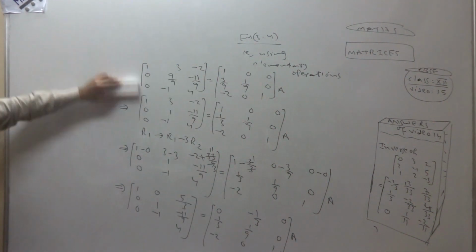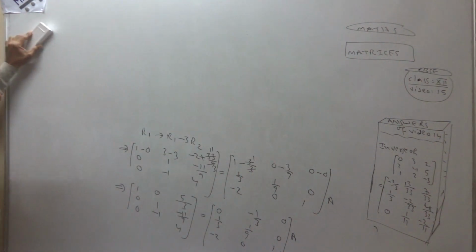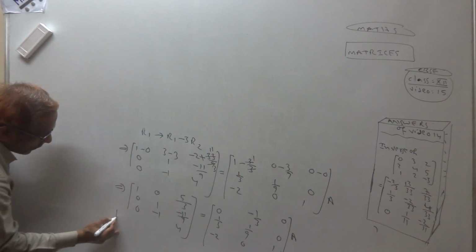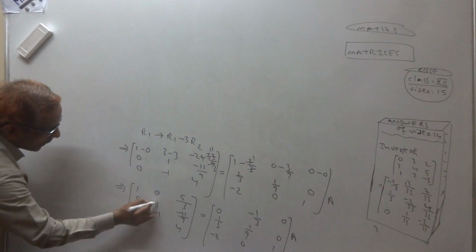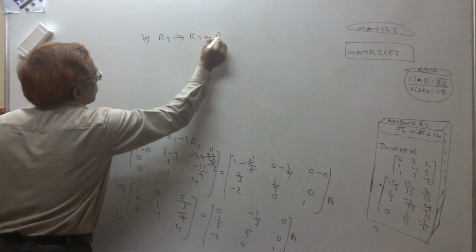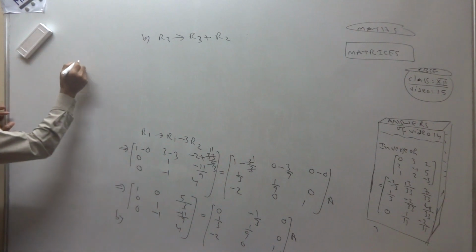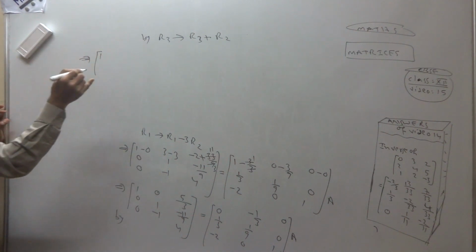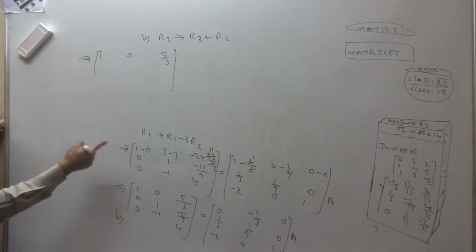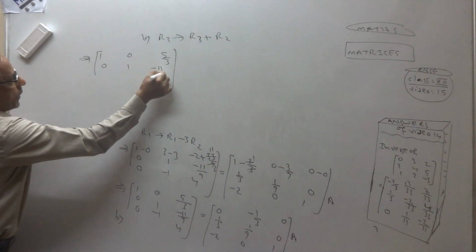The next step, yes, see, you got 1 0 0 0 1. Now you have to get 0 here. So by which operation? R3 plus R2. R3 gives R3 plus R2, because R3 plus R2, minus 1 plus 1, you get 0 here. Okay. So 1 0 5 by 3, 11 minus 6. Yes. 0 1 11 by 9.